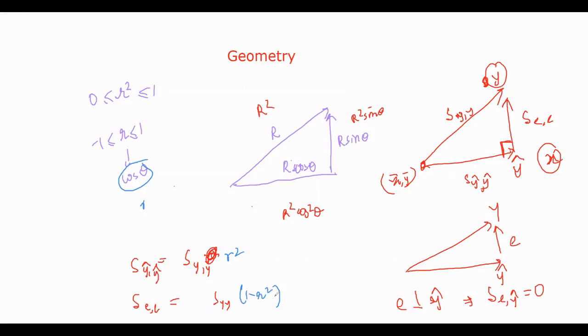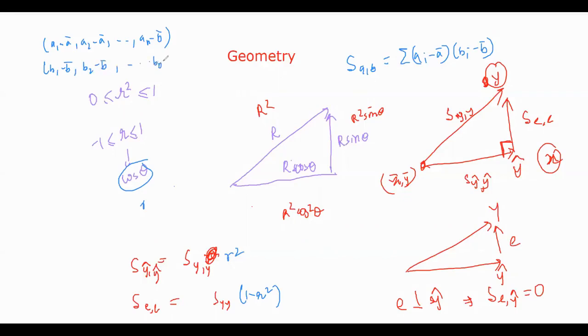Then what is happening over here, guys? Essentially you can understand what this means: S of a comma b is the summation of ai minus a bar times bi minus b bar, right? What does this look like? If you take the vector a1 minus a bar, a2 minus a bar, up to an minus a bar, and the vector b1 minus b bar, b2 minus b bar, up to bn minus b bar, this is the dot product of these two vectors. That's why essentially everything is coming up like this.